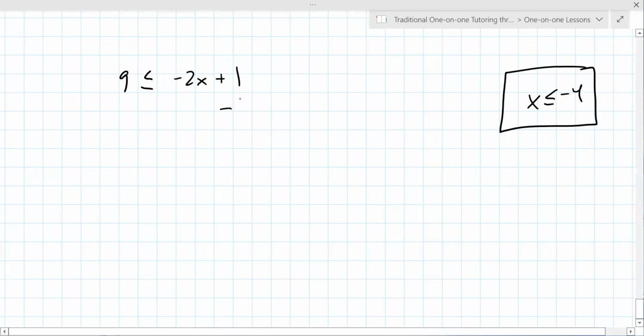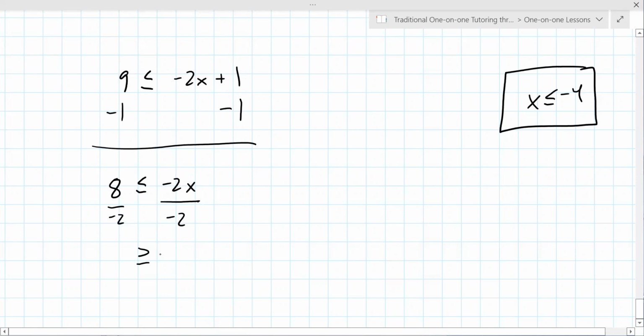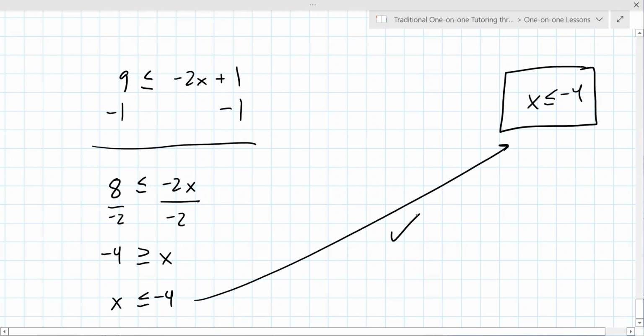Okay, so let me work this out. Subtract 1 from both sides. 8 less than or equal to -2x. Divide both sides by -2. Now that flips the inequality. And you rewrite it so that the variable's on the left. You're completely correct. Good. Okay. Any questions on that? No. All right.